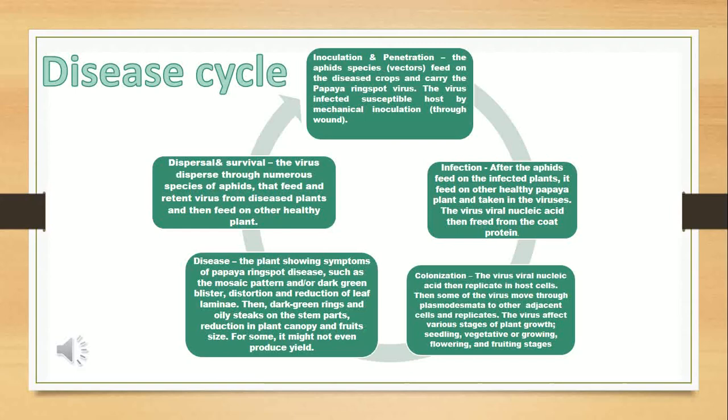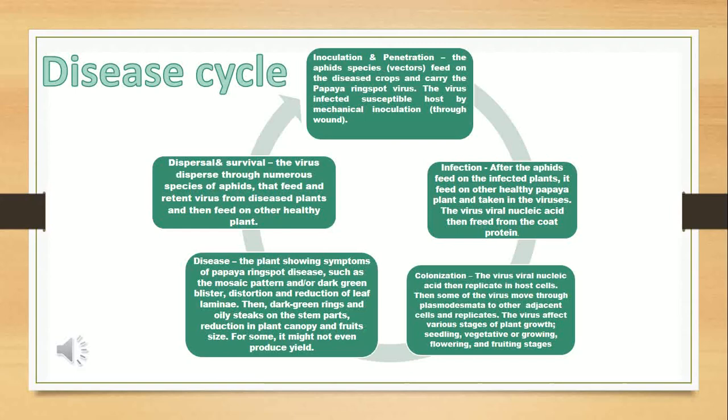After that, the infected plants start showing the symptoms during the disease stage. There are a few examples of symptoms such as the mosaic pattern, dark green blisters, distortion and reduction of leaf lamina, dark green rings and oily streaks on the stem, and reduction in plant canopy and fruit size. In certain cases, the papaya trees will not produce yield due to the infection.